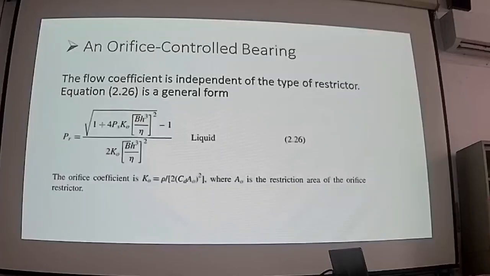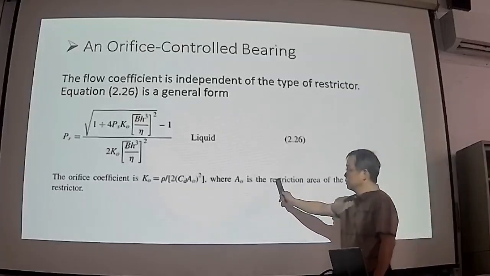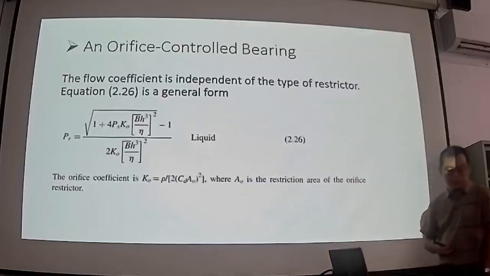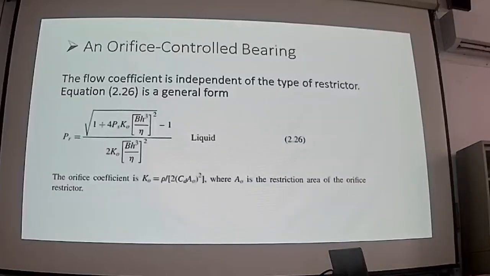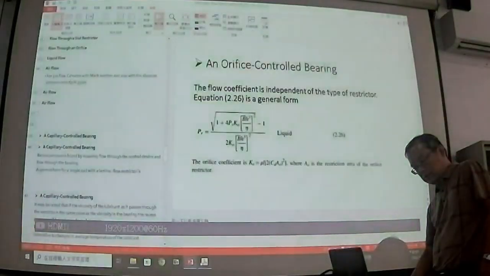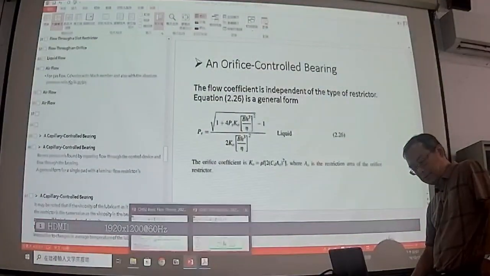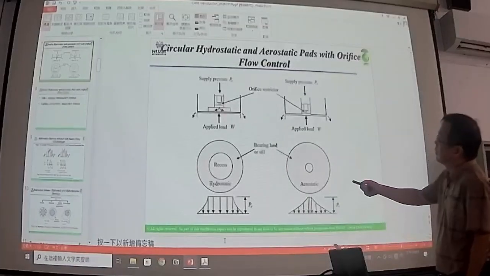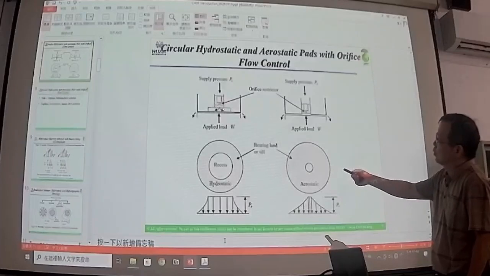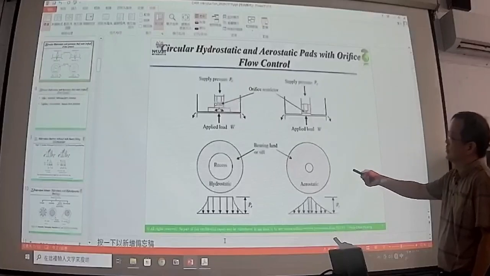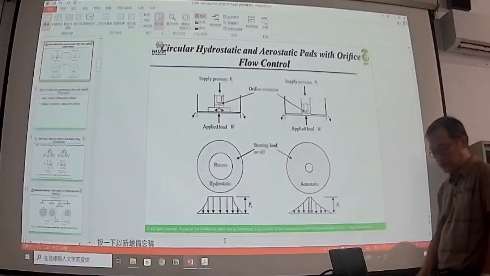The A_o here is the restriction area for the orifice restrictor. Again, you can look at the notation of the previous one. Okay, so here is A_o, the restriction area for the orifice restrictor.